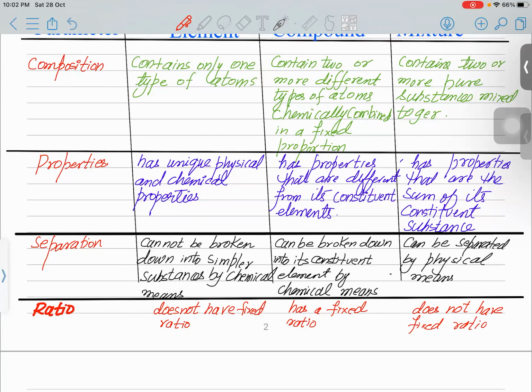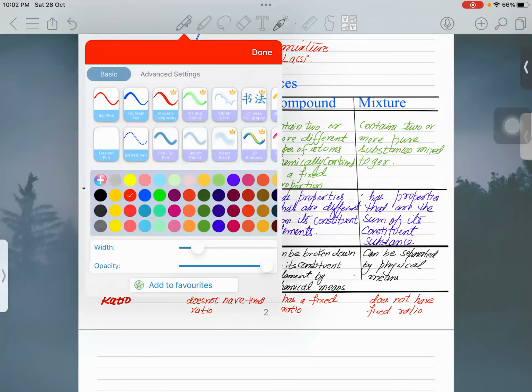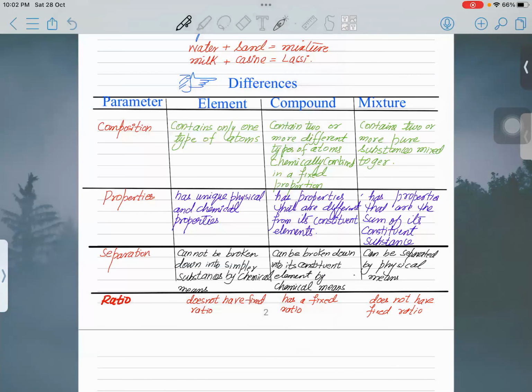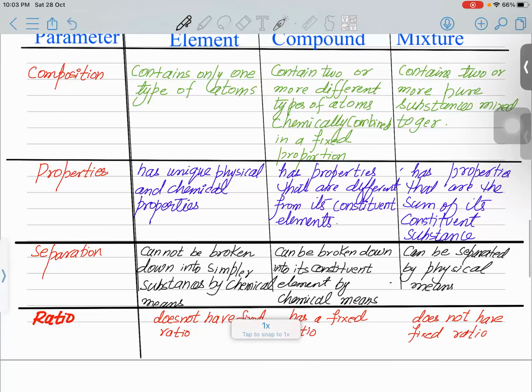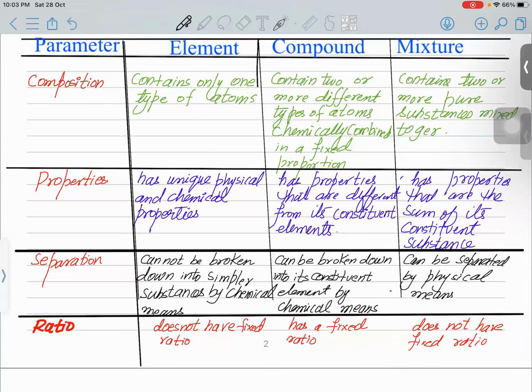Now, do you have any question regarding the differences? Yes, sir, what is meant by ratio? Ratio means, for example, 2 tablespoons of sodium, half tablespoon of calcium, right? So this is called ratio. In mixture, you have different ratio, not a fixed ratio. But in a compound, you have a fixed ratio. For example, in H2O, you have 2 hydrogen and 1 oxygen.